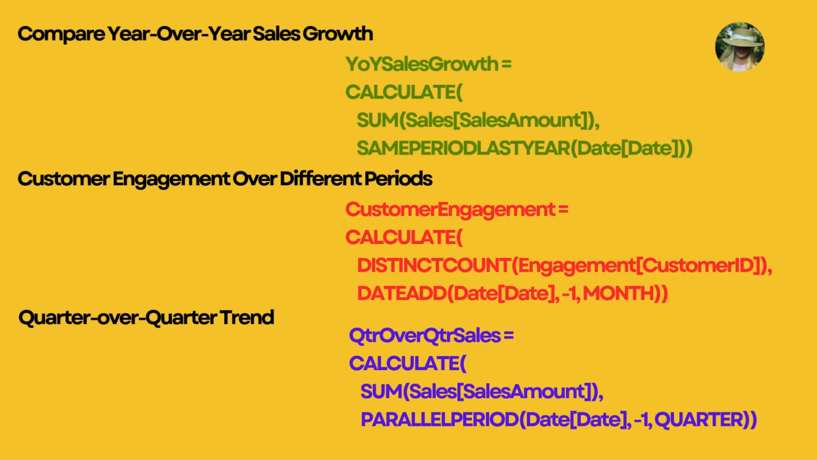Solution. When we use SAMEPERIODLASTYEAR, we have the possibility to compare the performance for a specific period this year with the exact same period last year. When we use DATEADD, we have flexibility to shift the time period by month, quarter, or years. And when applying PARALLELPERIOD, we have a chance to analyze performance from the same quarter across different years or for seasonality.